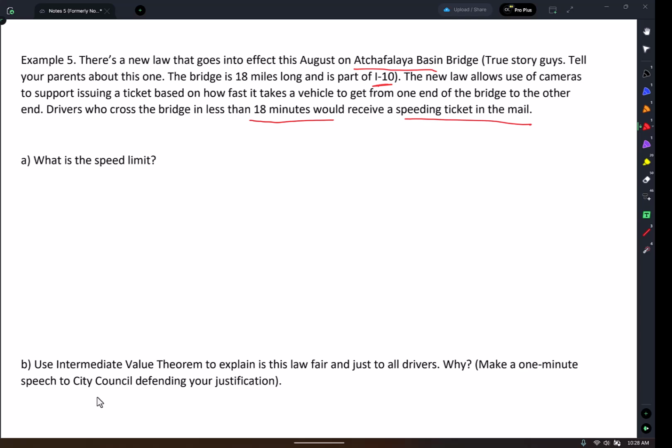Okay. How fast is this? What's the speed limit? The bridge is 18 miles long. Speed limit is 60 miles per hour. If you travel 60 miles per hour, you'll travel 18 miles in 18 minutes. Right? Relax. If you don't know that, relax. Look, you could have taken the miles and the minutes. You could have gone 18 miles and you travel 18 miles in 18 minutes.